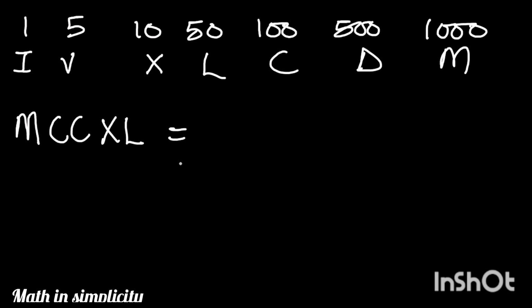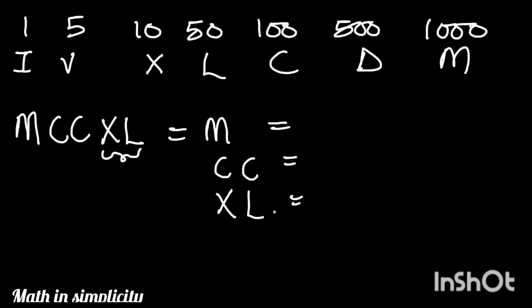Alright, so we just write out the numbers individually, right? So this is M. We'll pick M first. This is CC. We'll pick CC. Now XL. You notice that XL, we have a lesser number in front of the greater number, right? So it tells you that it's subtraction there. Take note. So let's write out all these numbers and then we add.